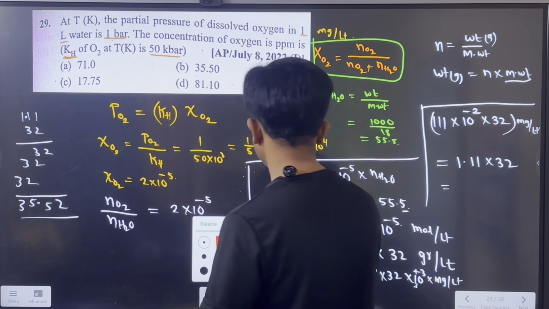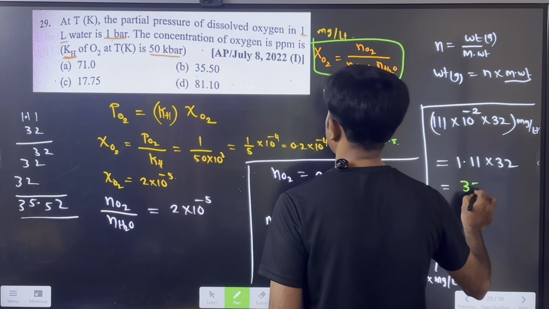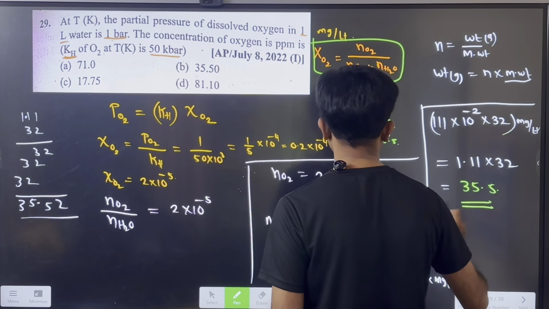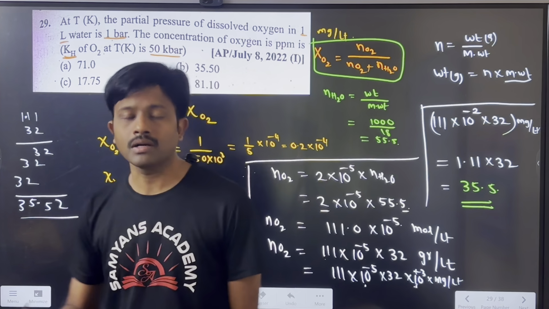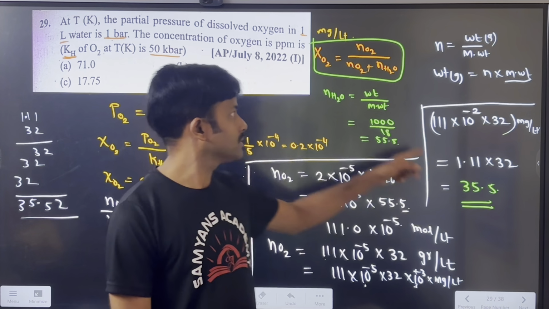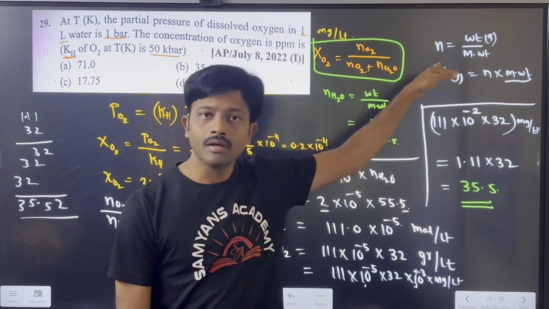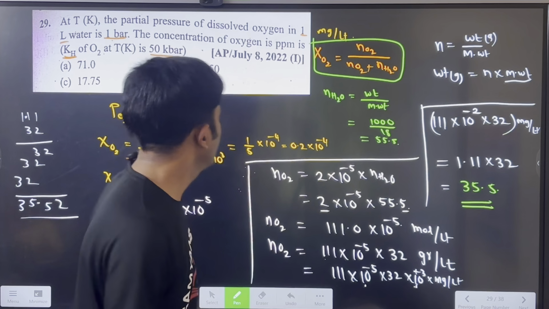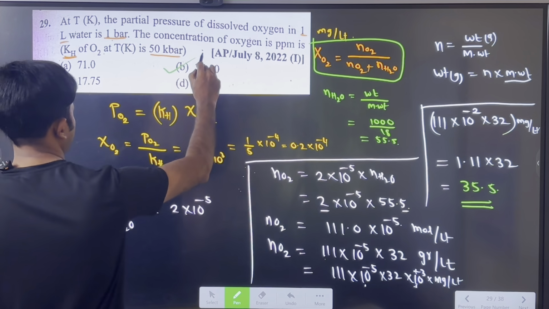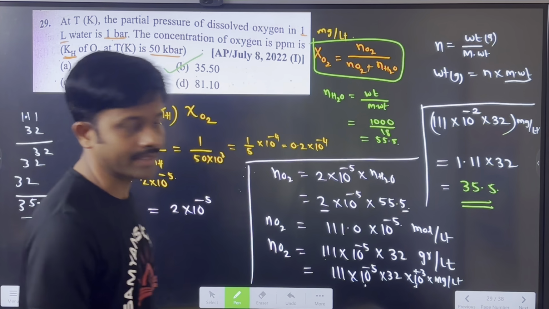Option B is matching. Now you see, the answer is 35.5, and this is the concentration of oxygen in ppm. So just now we converted it in milligram per liter. Is it clear, everyone? Okay, and your answer B is matching. Okay, move on to the next question.